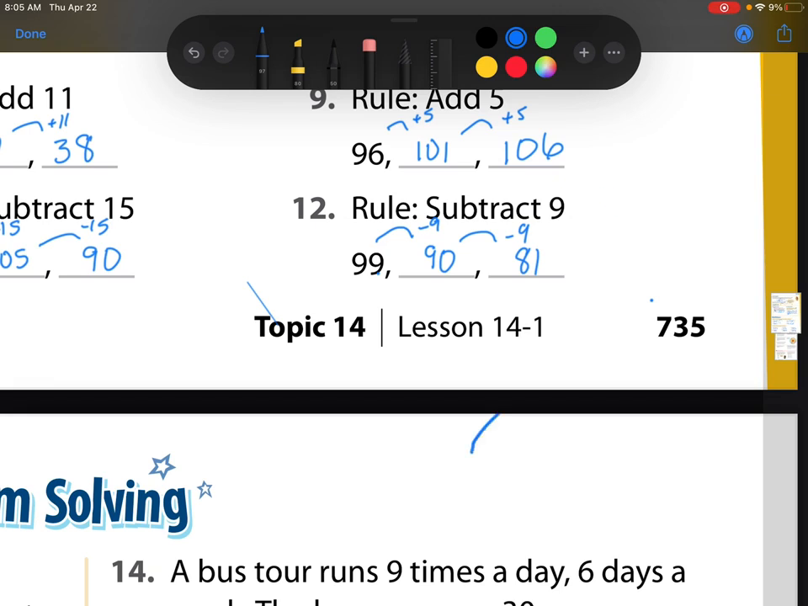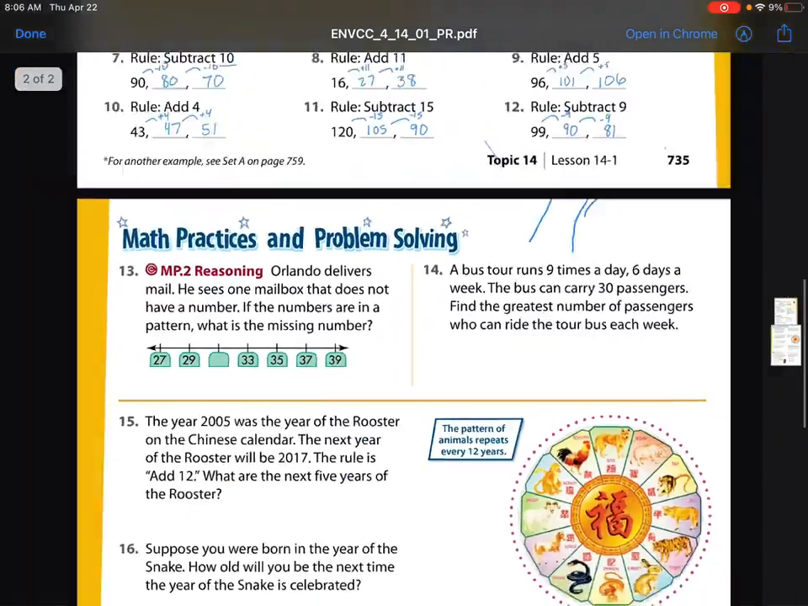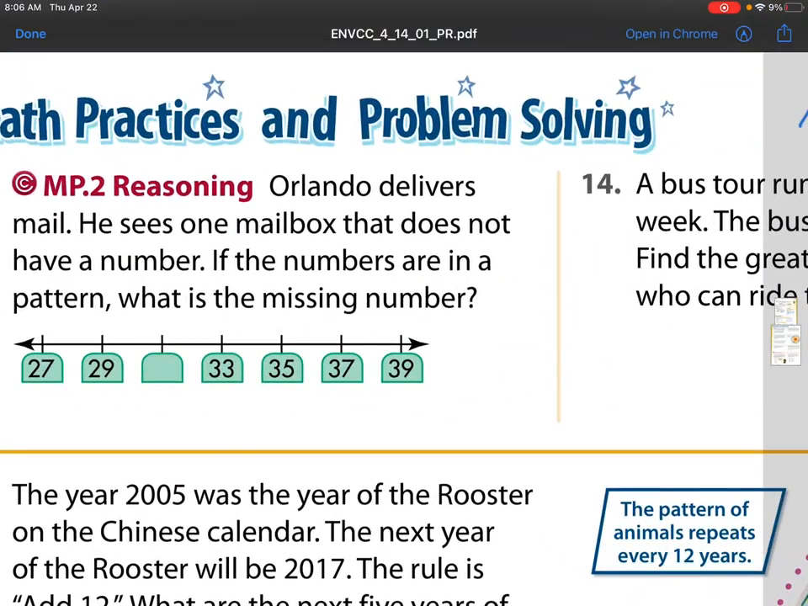So pretty easy if you can do those in your head. If you can't, then you have the problem of not knowing your math facts as well, and it will just take you a little bit longer to get them done. Now let's head to number 13.